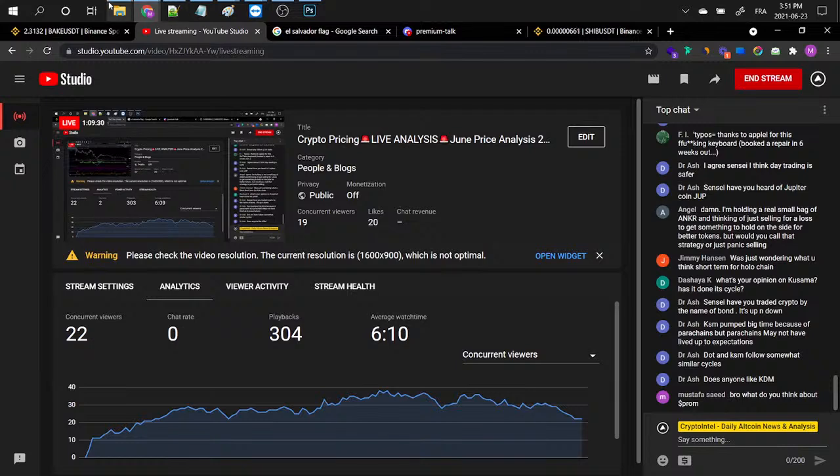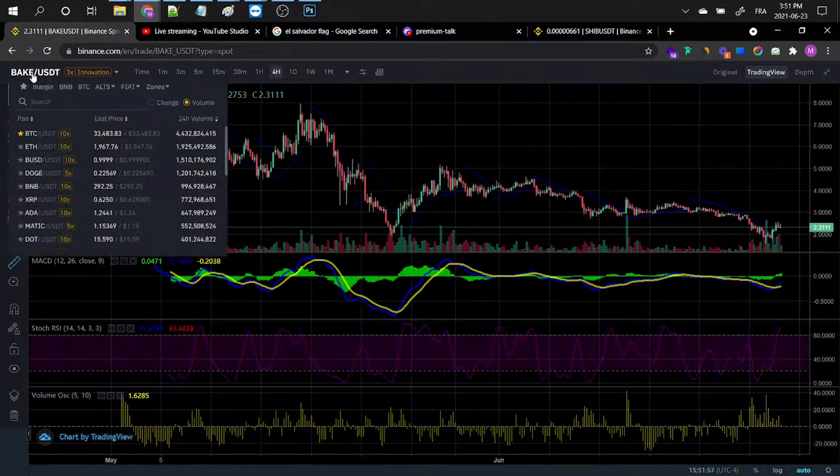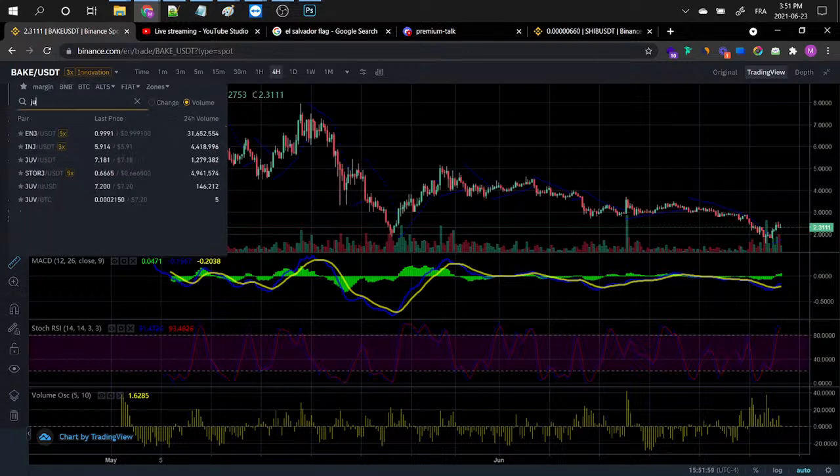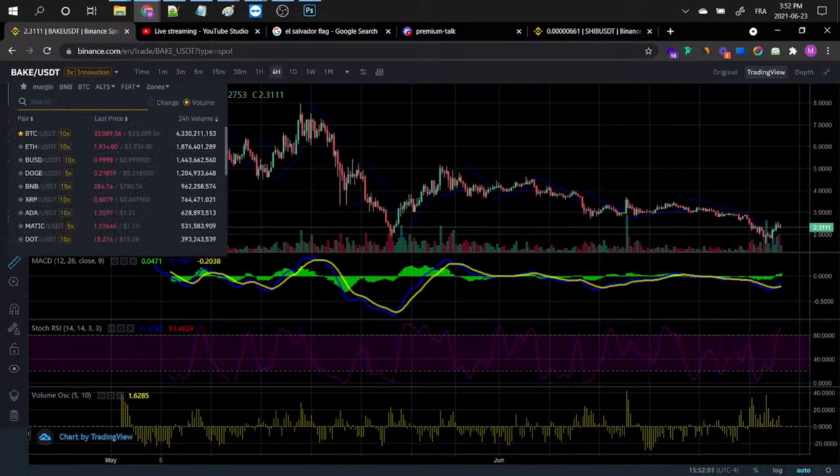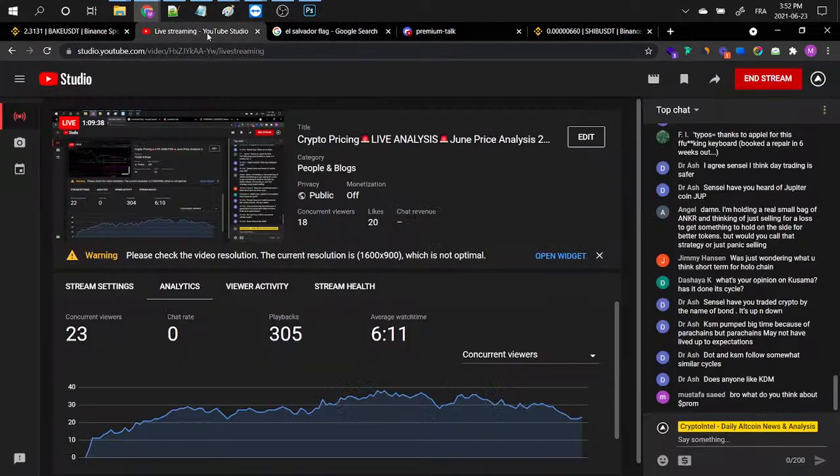So we got Dr. Ash asking about Jupiter. Let's check out Jupe. So let's have a look at its profile. It's not trading, unfortunately, on Binance, so I cannot have a look at it. Dr. Ash, I'm sorry. I prefer to analyze with the trading tools on Binance for different crypto assets. If it's on Coinbase, that's great, but Coinbase does not feature really great tools for that.